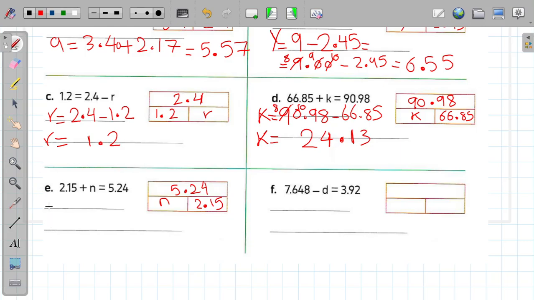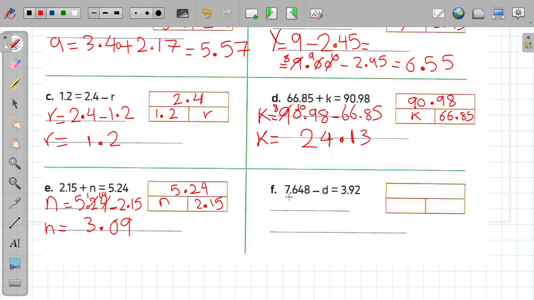Okay, so it will be n equals 5.24, the big number first, minus 2.15. Next I will subtract 5 minus 4, it can't be, so I will borrow from 2 which becomes 1 and 4 becomes 14. 14 minus 5 equals 9 and 1 minus 1 equals 0, and 5 minus 2 equals 3, so the value of n is 3.09 or 3 and 9 hundredths.